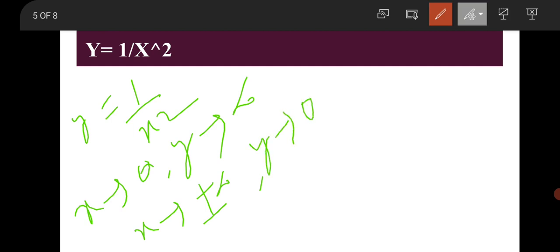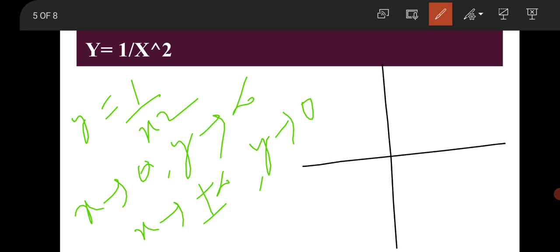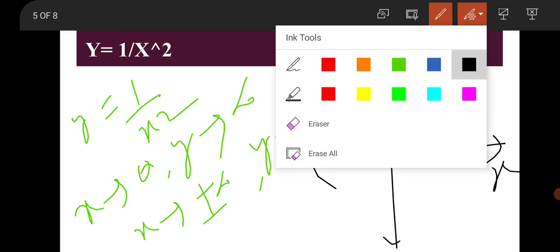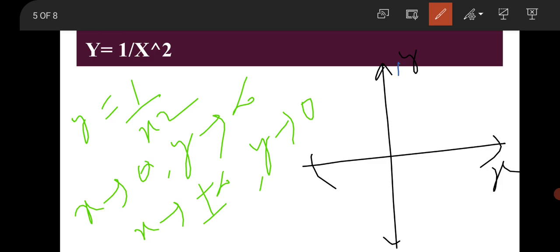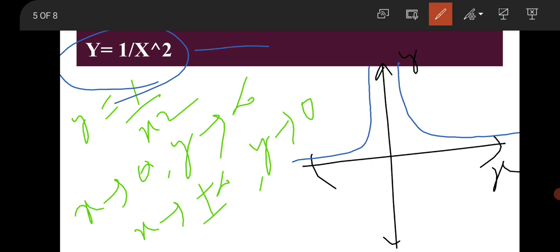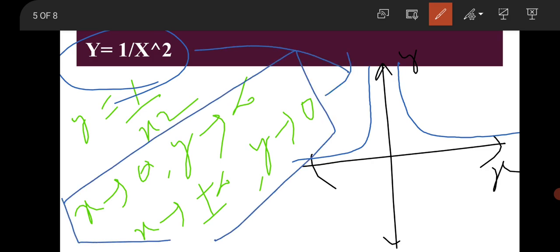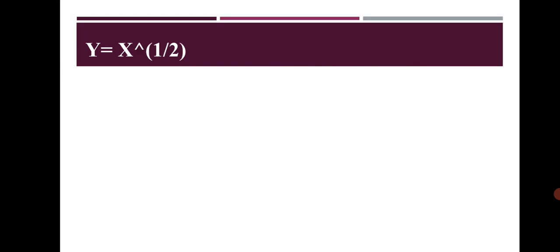So the graph will be like this. This is the x axis, this is the y axis, so the graph will be like this. So this is the graph for y equal to 1 by x square, and we are using this condition for plotting of the graph. Okay, so move to the next function and draw the graph.